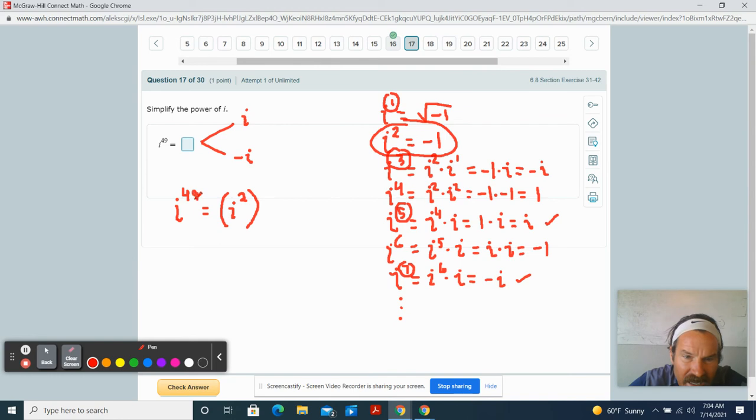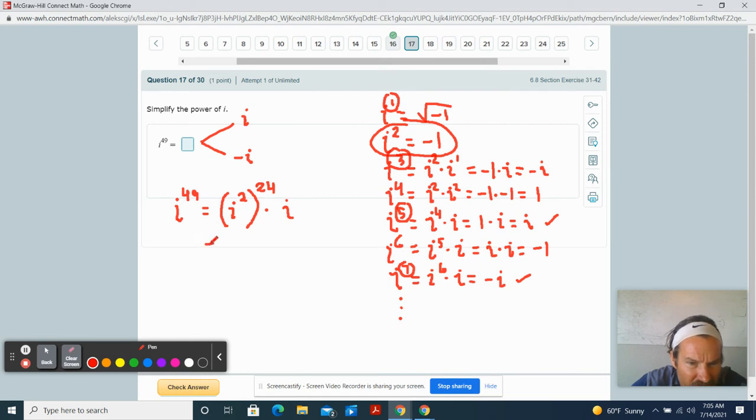If I take 49 and divide it by 2, I get a decimal, right? 49 divided by 2 is like 24.5. So if I put 24 right here, 2 times 24 is 48. Well, how would I get 49? I have to multiply this by another I.